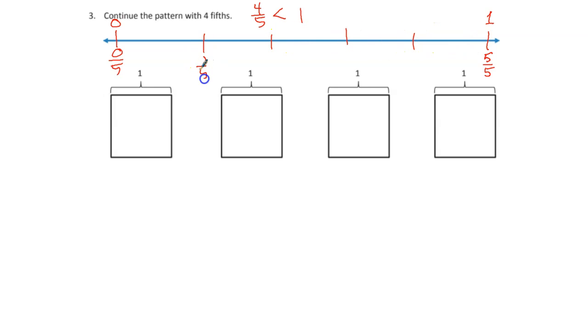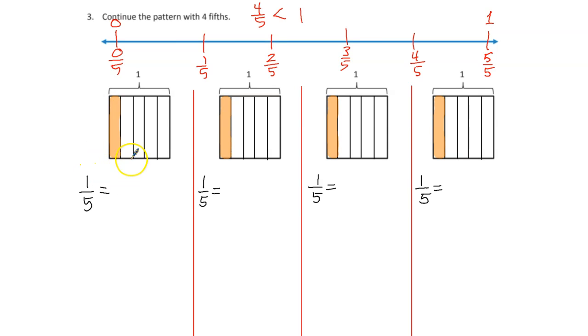I'm going to label each part. From 0/5 to 1/5 is my first part. 1/5 to 2/5 is my second part. 2/5 to 3/5 is my third part. 3/5 to 4/5 is my fourth part, and 4/5 to 5/5 is my fifth part of my whole. All right. Now let's go ahead and label all of these rectangles as fifths. All right. So we have everything created and set up as fifths.